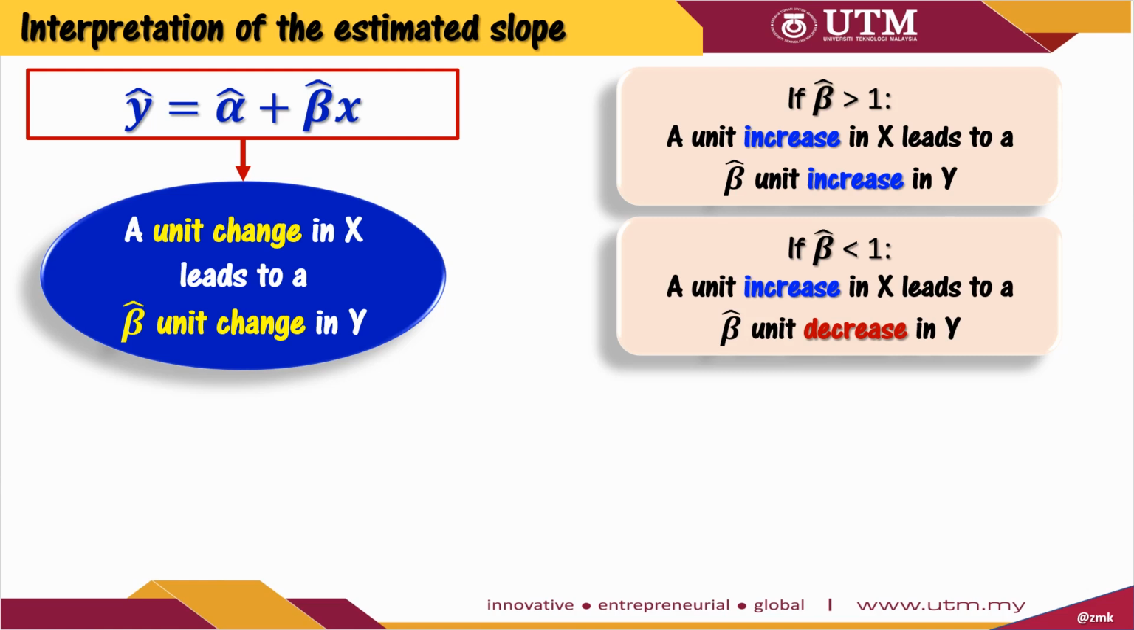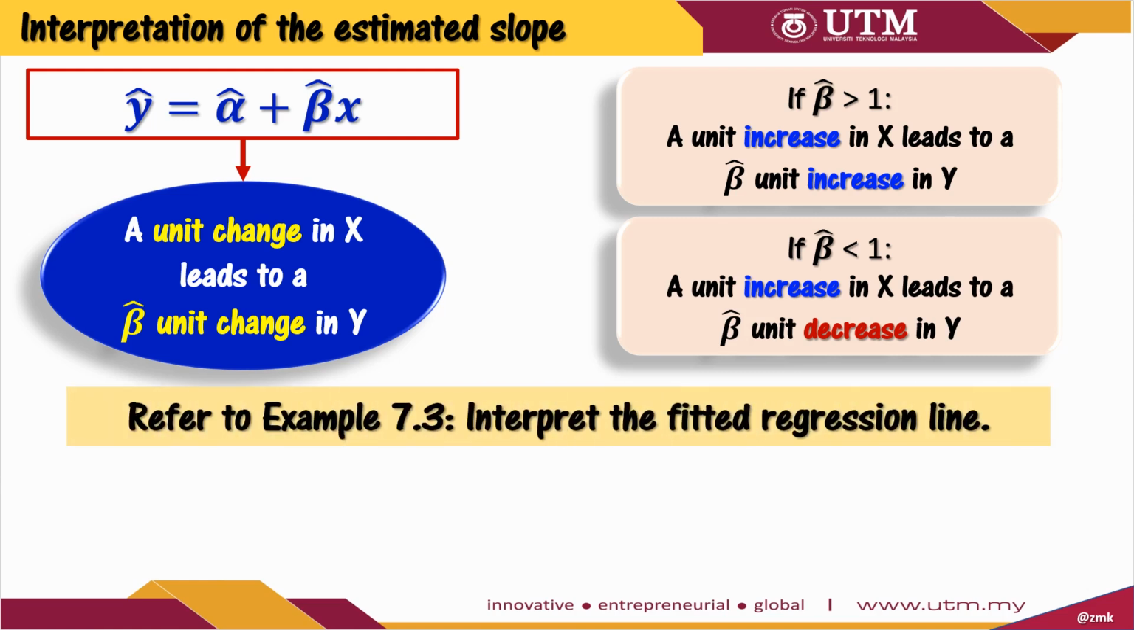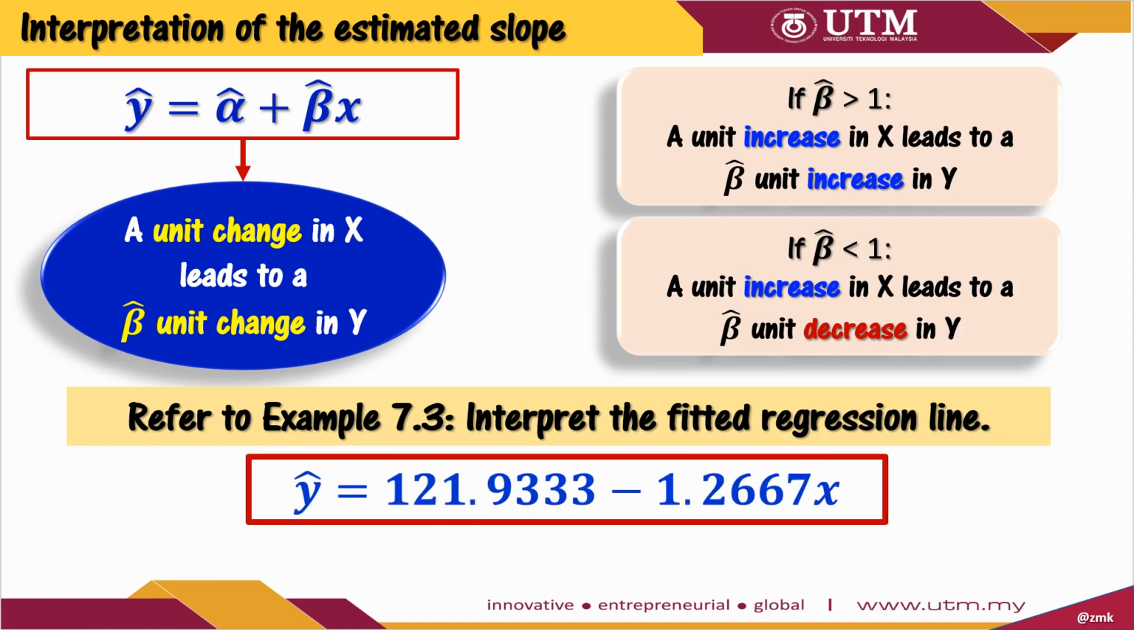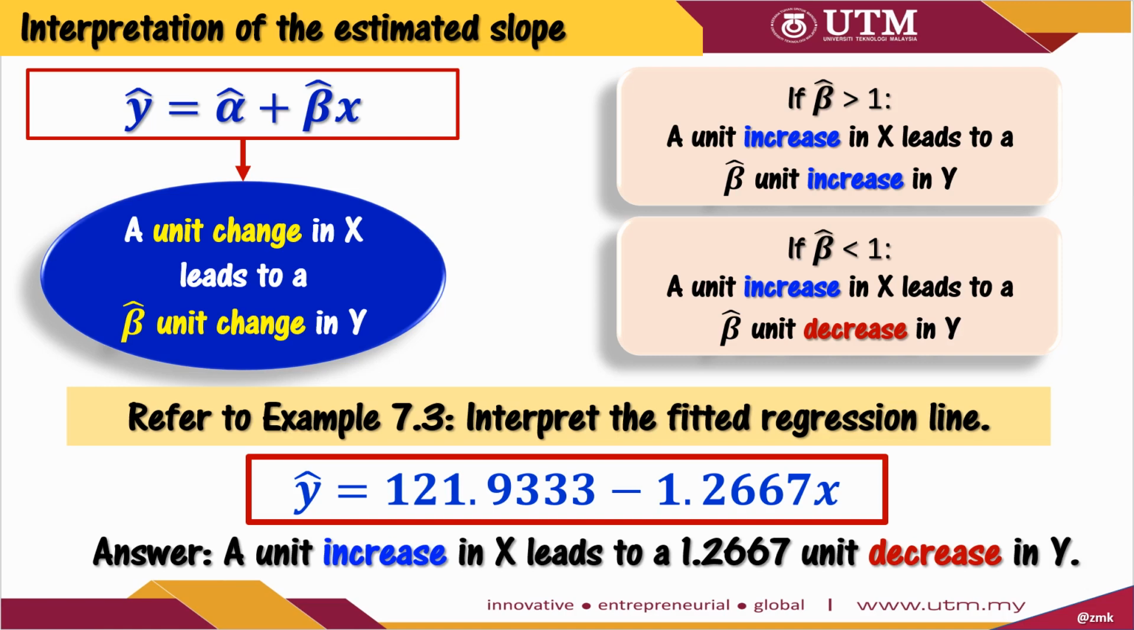Back to example 7.3, what is the interpretation you can make based on this estimated equation? Well, since the estimated beta, which is the estimated slope, is negative, then the interpretation you can make is a unit increase in x leads to a 1.2667 unit decrease in y.